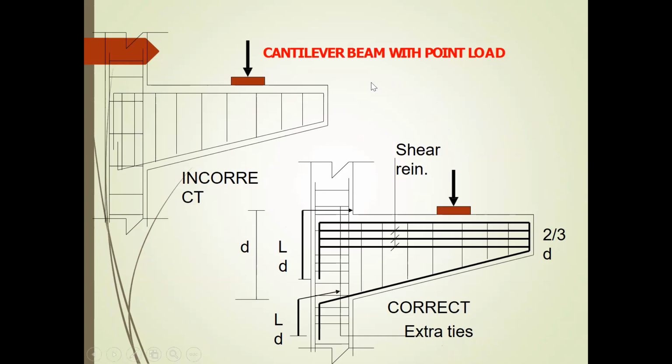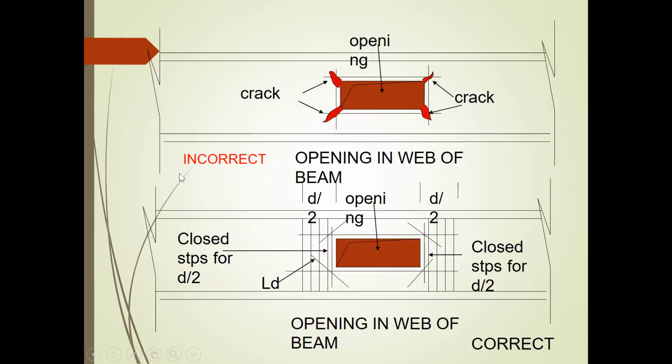Cantilever with a point load. See, this is wrong. Actually, this is the correct methodology. Even here, the reinforcement has to come like this. Okay. Opening in web beam. There is always corner protection reinforcement that has to be provided wherever there is an opening.